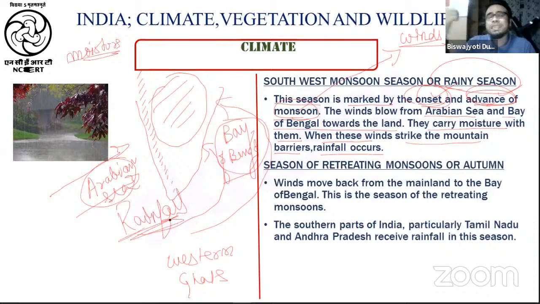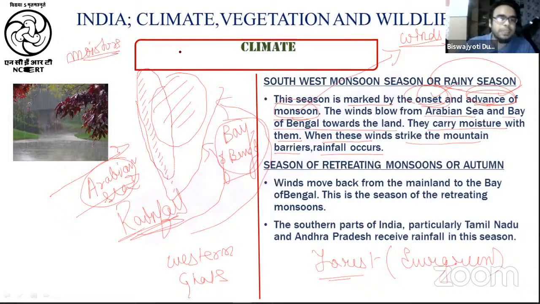And if your rainfall is high in a particular area, your forest growth will be very, very high, meaning in these areas we will find the presence of evergreen forest. And that is the reason why this whole section that you see here, the Western Ghats, is marked by the presence of evergreen forest, because in this area your rainfall is very, very high. Fine. All right. So this was about the rainy season.